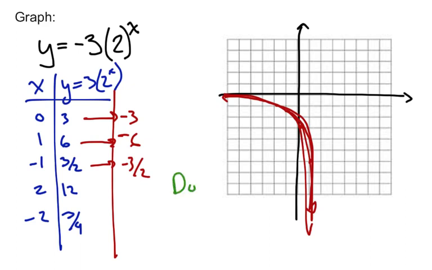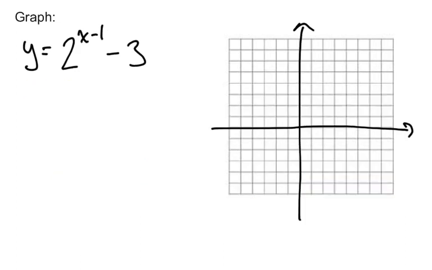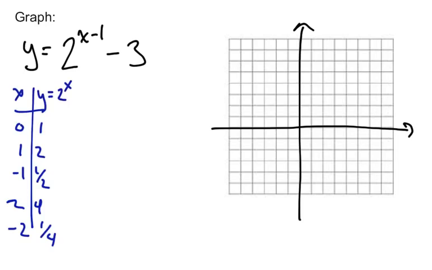So thinking about domain and range again, once again, the domain is all real numbers, but the range, now instead of being greater than 0, because we have a negative coefficient, all the y values are going to be less than 0.